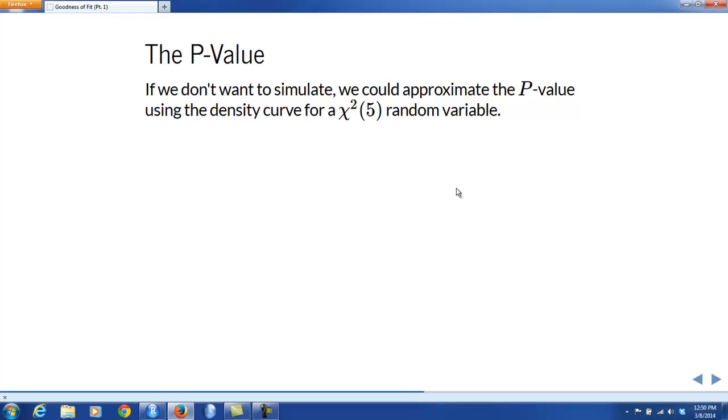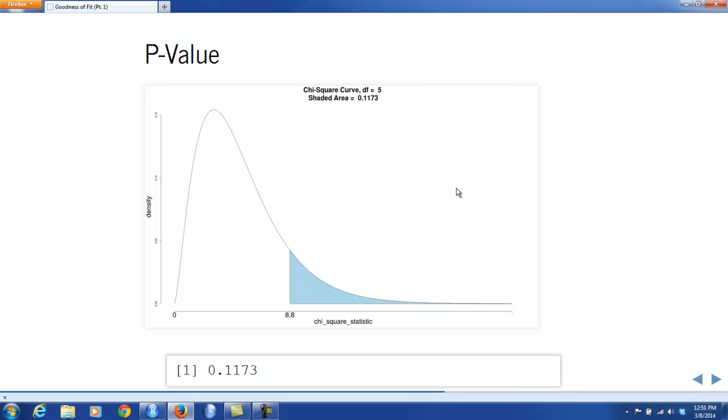The p-value, which is the chance of getting at least 8.8 if the die is fair, could be found in other ways than just by simulation. We could use that chi-square curve with 5 degrees of freedom to approximate the p-value for our study. Here's a picture of the density curve for a chi-square random variable with 5 degrees of freedom. Remember, this density curve is a pretty good approximation for the actual probability distribution of our chi-square statistic if the null hypothesis of a fair die is correct.